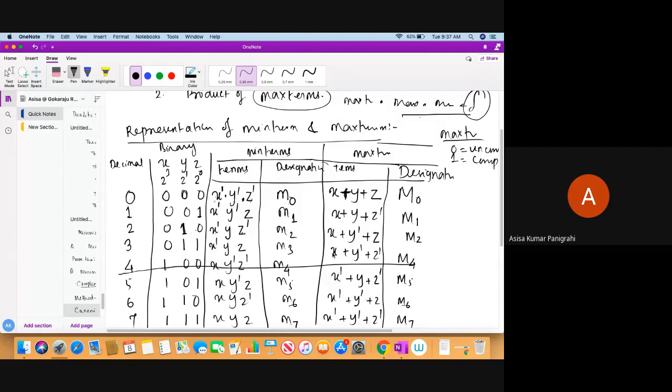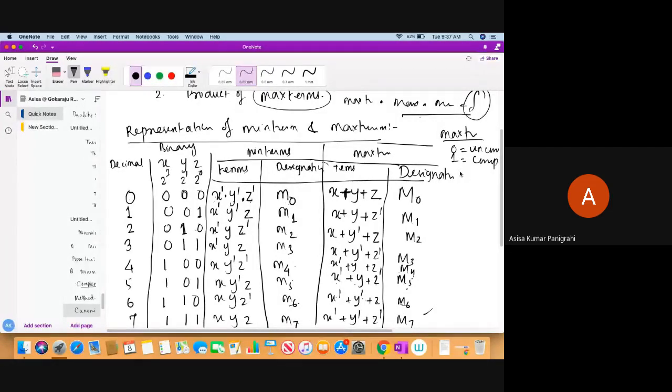What is M3? M3 we have not written here. M3 is x, y bar, z bar. So this is your M3. What is M4? M4 is your x bar or y or z. Do you all understand, students? Very simple. Then finally M5 is x bar, y, z bar. M6 is x bar, y bar plus z, which is M6. M7 is x bar plus y bar plus z bar, M7.